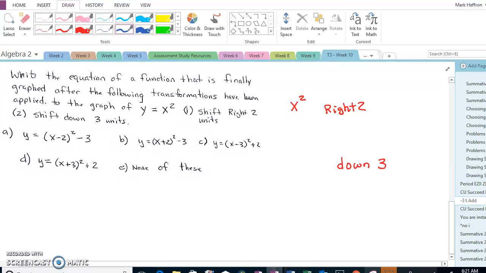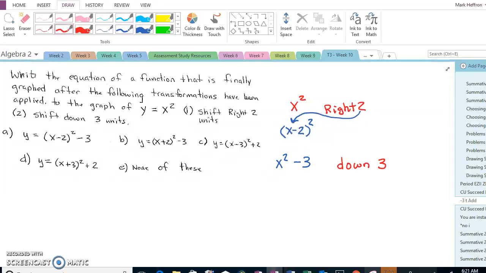If we wanted to move x squared to the right 2 too, we would have (x minus 2) quantity squared. Now when I plug a 2 in for x, I would get 0. And then if I wanted to move it down 3, I would have x squared minus 3. And when you put the two together, we have (x minus 2) quantity squared minus 3. That's moving us right 2, down 3.